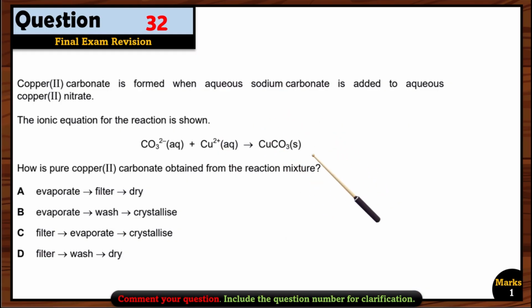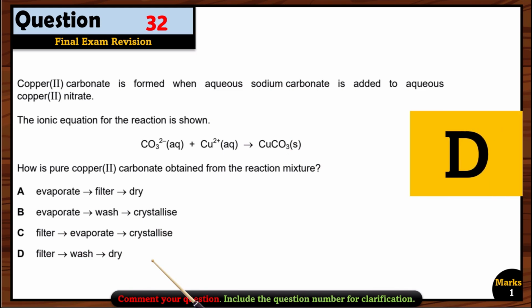So what you can do as the next step after this is washing and then drying. Why not the crystallization method? Because it's already crystals, right? Copper carbonate is just crystals. We just have to wash them and then dry them so that the water can be removed. So option D is the right option here.